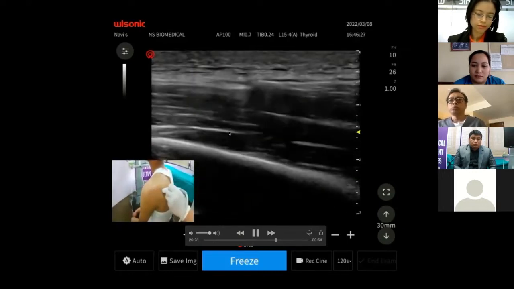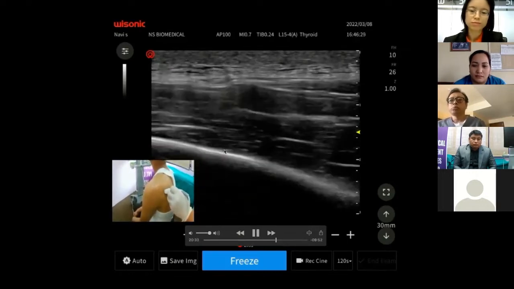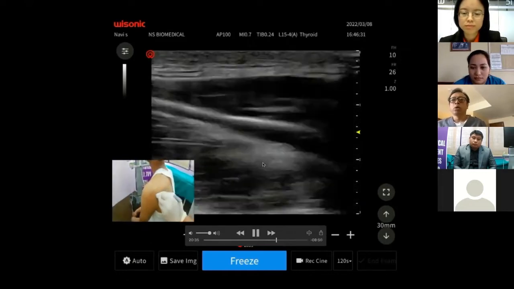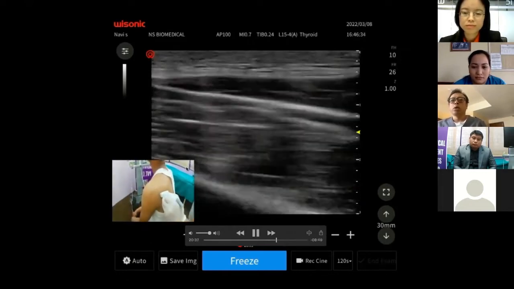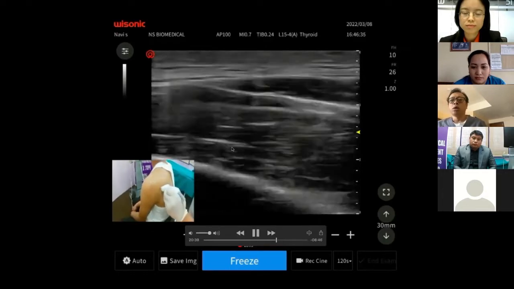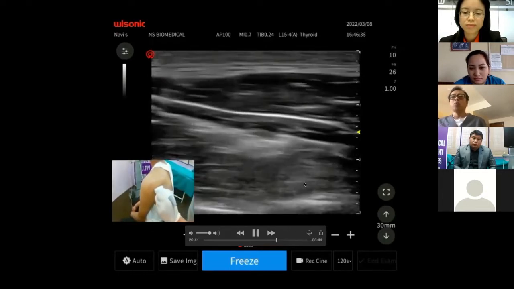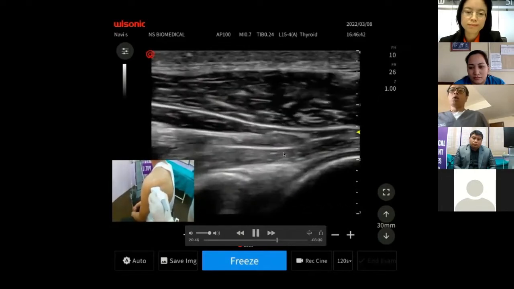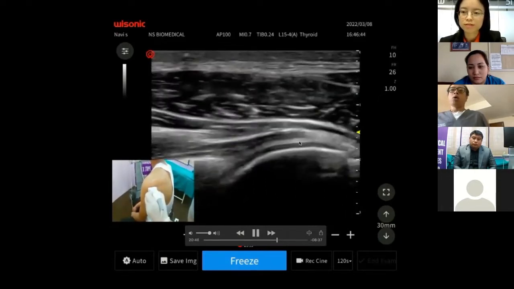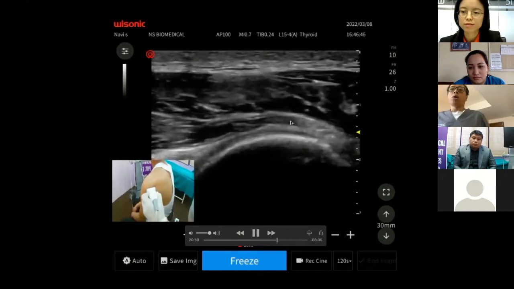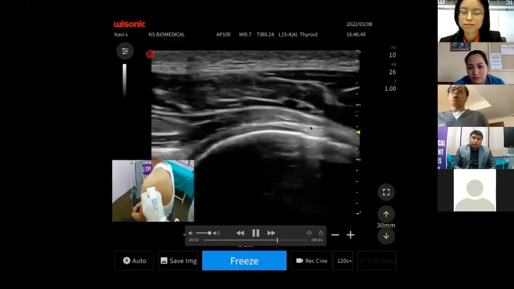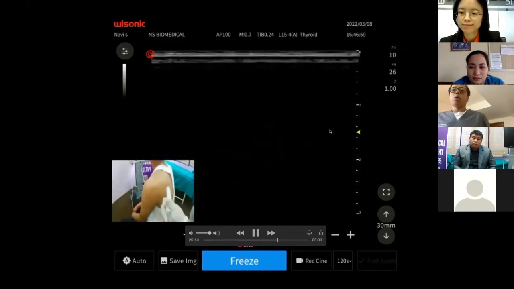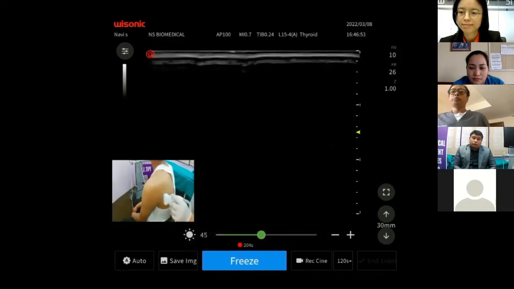Below the infraspinatus is the teres minor muscle, which starts on the lateral part of the scapula. As I scan laterally, on the lateral part of the scapula, we can see the teres minor muscle, which again forms the tendon below the infraspinatus muscle, goes all the way and then inserts to the greater tuberosity. It's easier to view the teres minor muscle in the short axis.